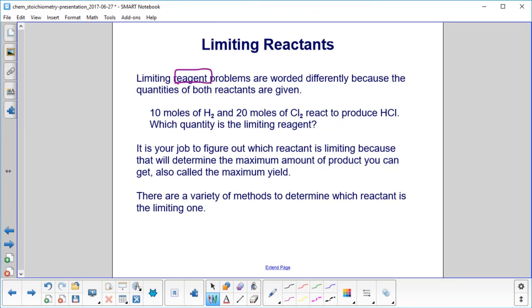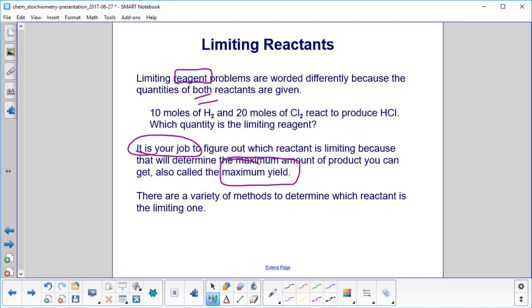These problems are worded differently because the quantities of both reactants are given. Here's an example. 10 moles of hydrogen and 20 moles of chlorine react to produce HCl. Which quantity is the limiting reagent? It's your job, should you choose to accept it, to figure out which reactant is limiting, because that will determine the maximum amount of product you can get. And another name for that is maximum yield.